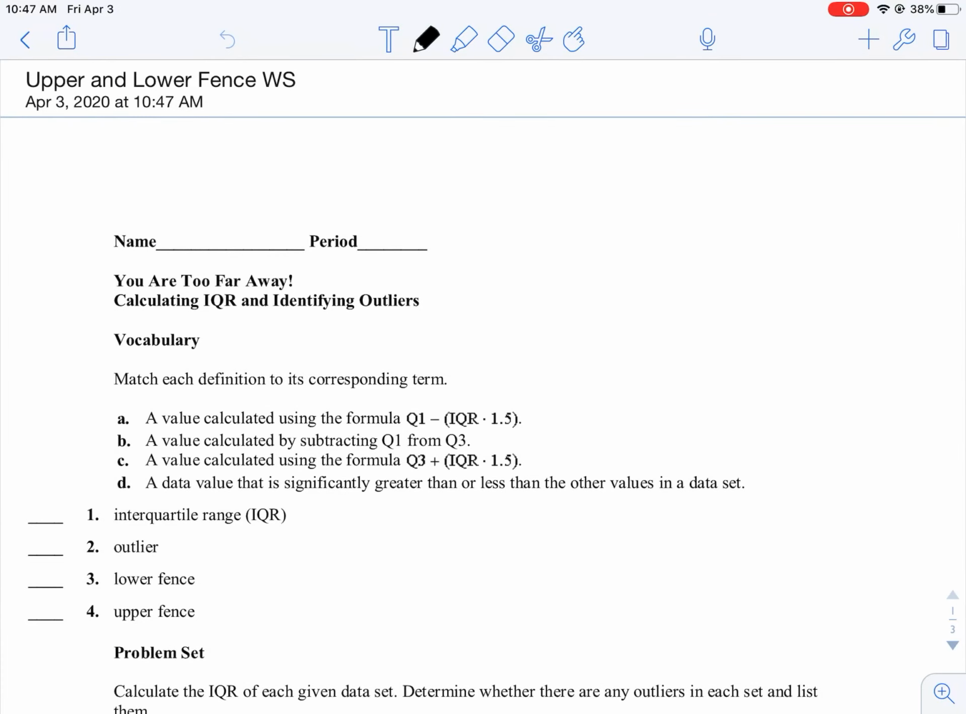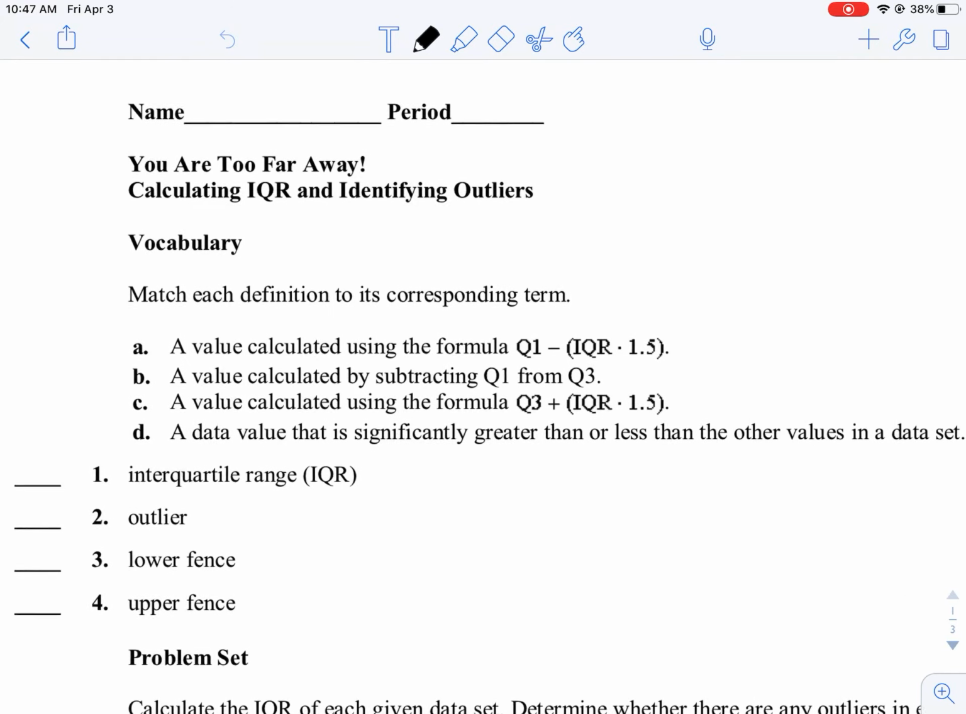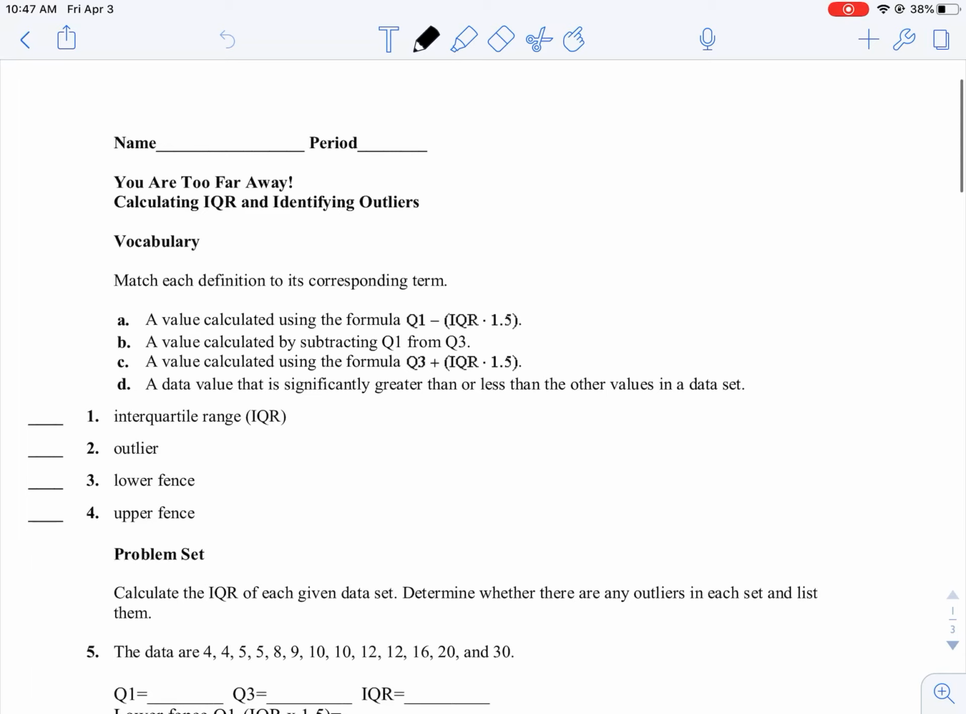All right, everybody. Let's talk about upper and lower fences today. The upper and lower fences are designed for basically kicking data out that isn't exactly useful. And it's going along with the box and whisker plot. So that kind of corresponds with what we're trying to do with that.